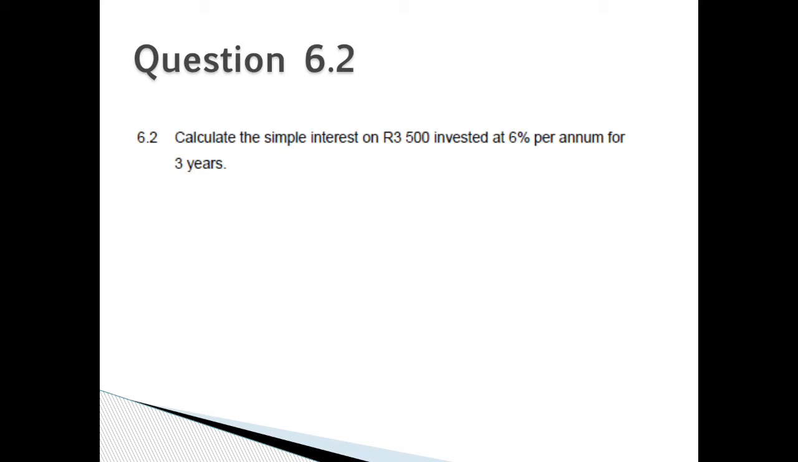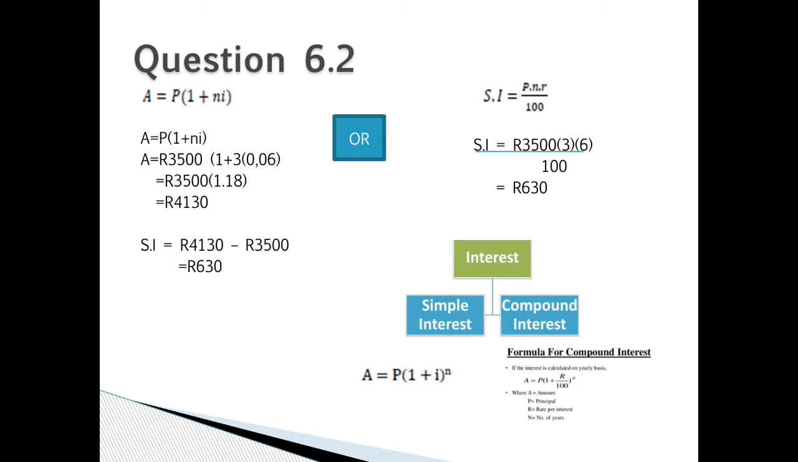Question 6.2. Calculate the simple interest on 3,500 invested at 6% per annum for 3 years. Whenever we look at interest, we either have simple interest, which is A is equal to P, brackets, 1 plus i n, close brackets, or you have compound interest, which is interest that is calculated on a yearly basis. A is equal to P, open brackets, 1 plus R divided by 100, close brackets, to the power n.